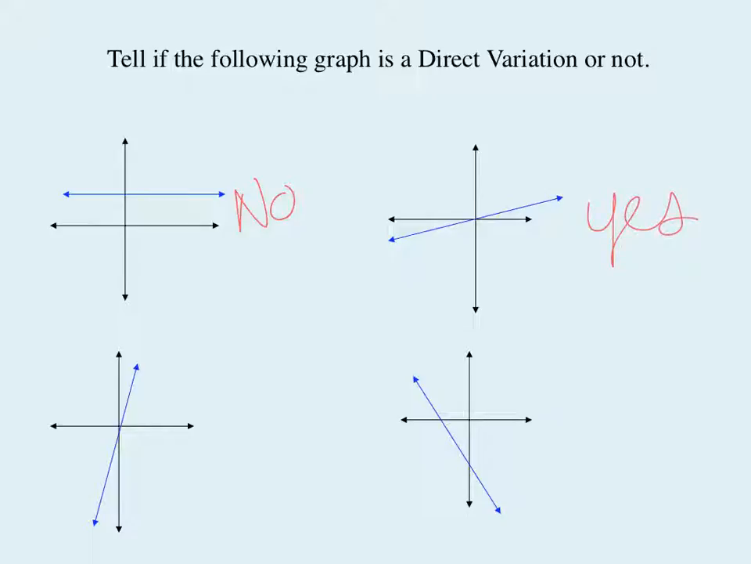Finally, we get a yes, going through the origin and straight. This third one kind of looks like it wanted to be, but again, it's not directly through the origin. And then this last one, again, is a no. So a straight line through the origin is the easiest way to identify direct variation.